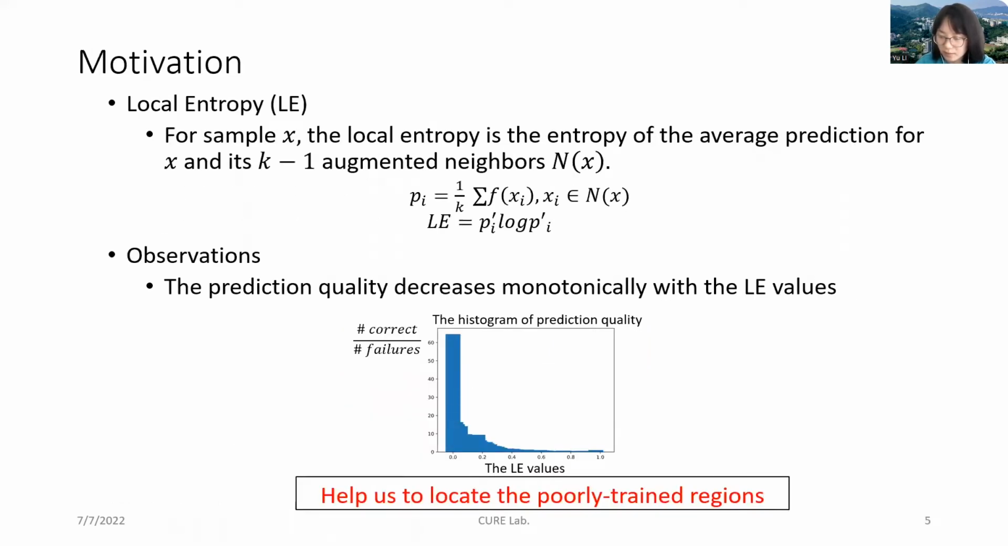We find that the model prediction quality on input samples is related to the local entropy. We know that we can calculate the prediction entropy for an input X if we know the prediction probability for X. Now, the local entropy is defined by the entropy of the averaged prediction probabilities for X and its augmented neighbors, Nx. As we can observe from this figure, the prediction quality decreases with the local entropy values. This metric can help us to locate the poorly trained regions.